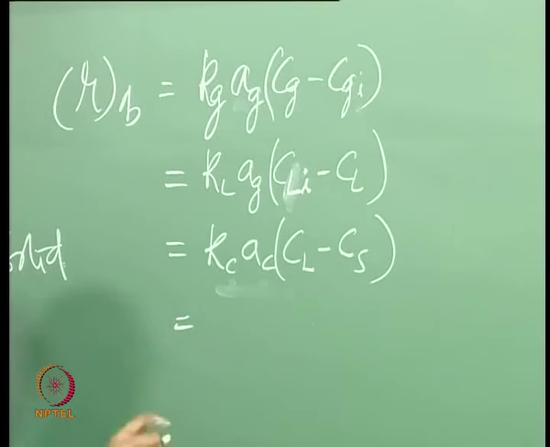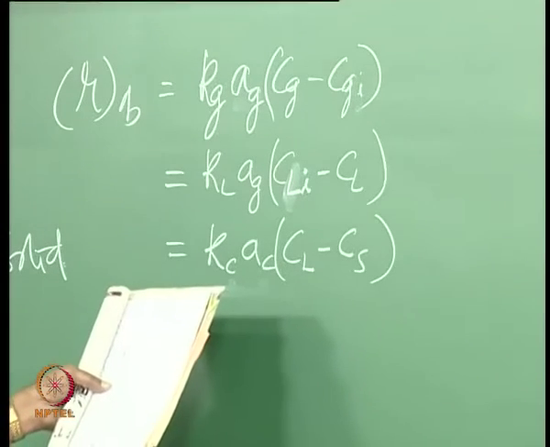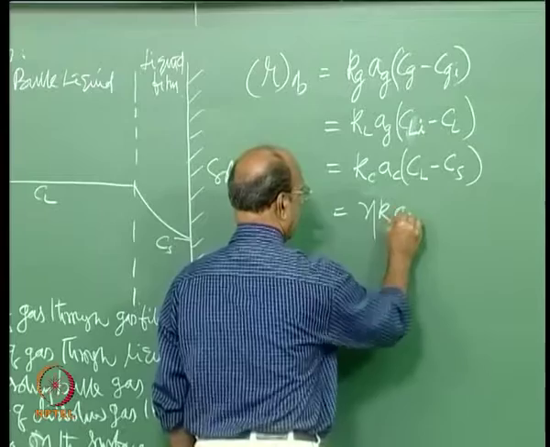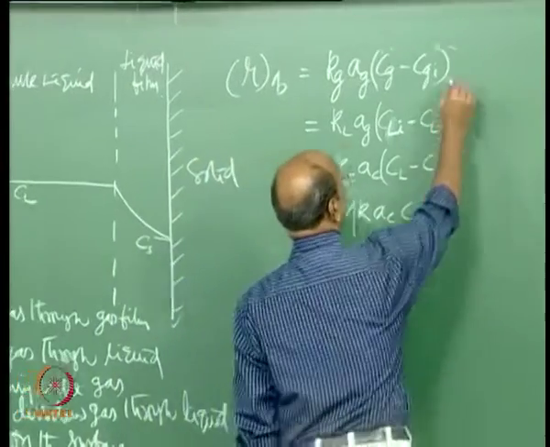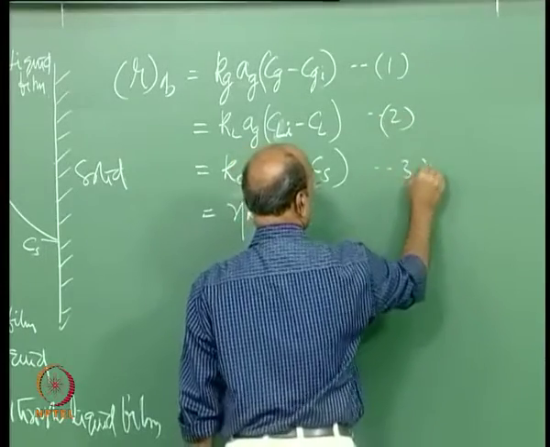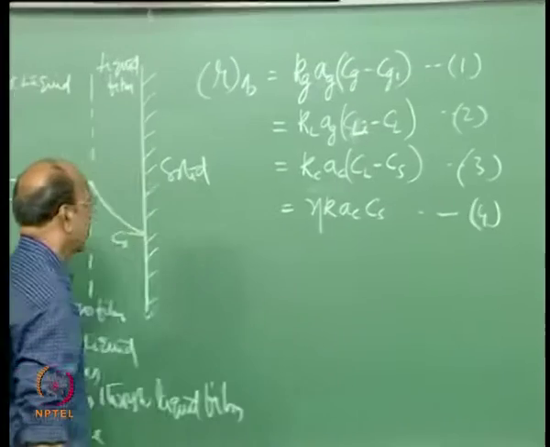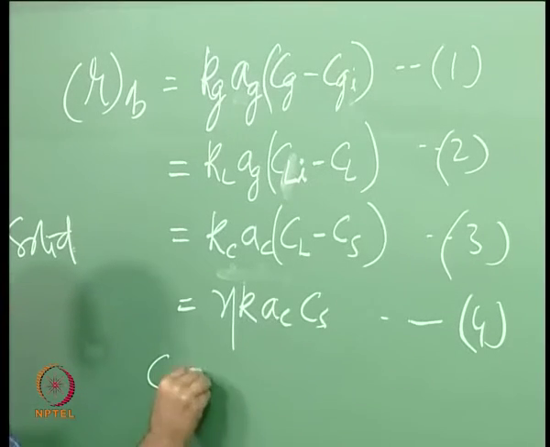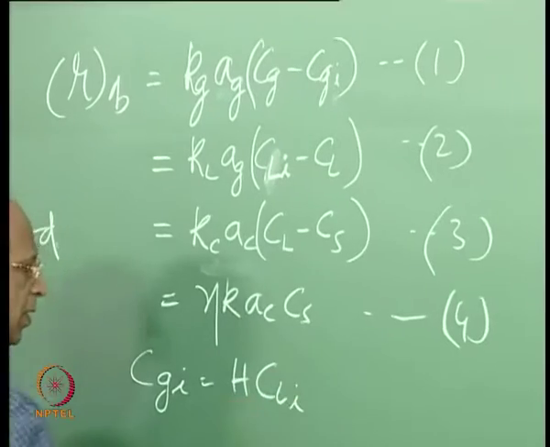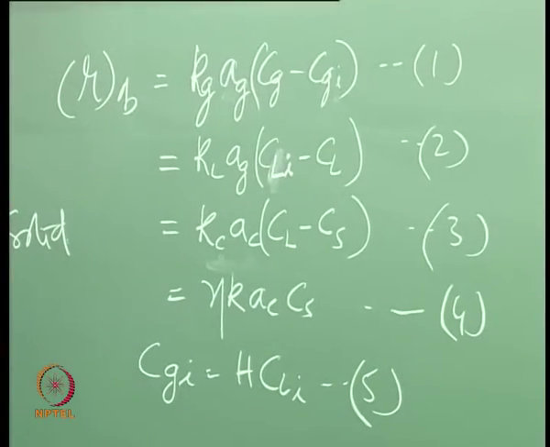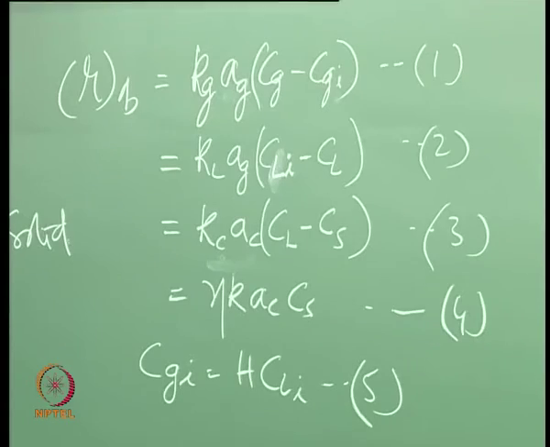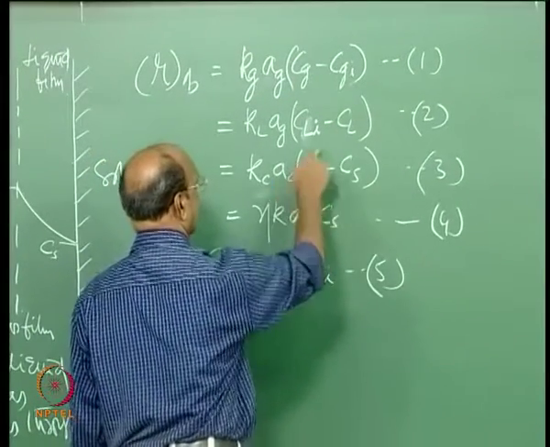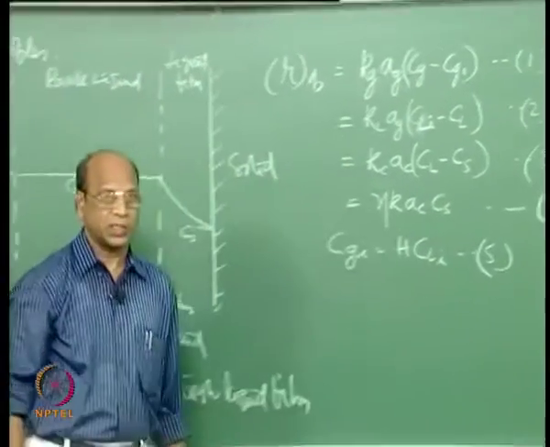Thank you. So then the next step is all these three mass transfer steps. Then we have the rate of reaction step, where we have eta K AC CS. So if I take this one as 1, 2, 3, 4, then you have the fifth equation, that is CGI equal to H CLI. Good, very good. So this you have already done. That means eliminating all the intermediate concentrations like CS and CL in terms of CG, you can write this equation.